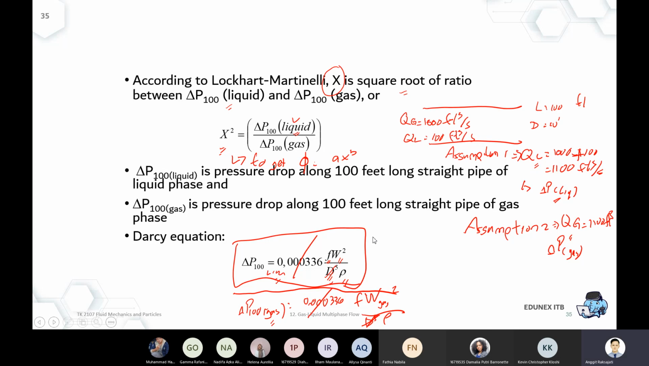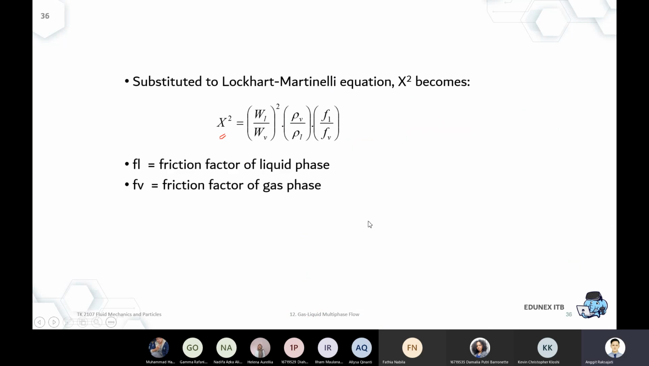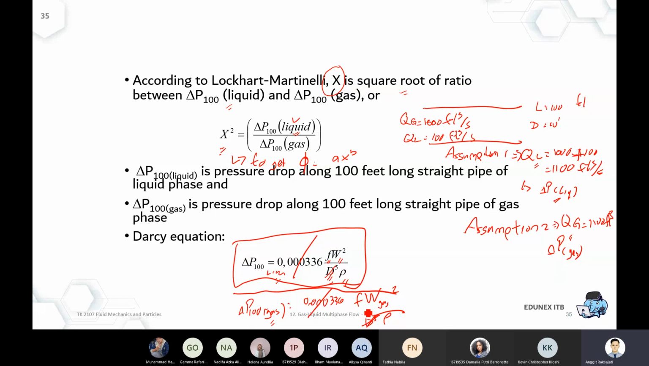Okay, let's check the derivation. That's actually correct. We can neglect the diameter. We can neglect the constant. What is left is the F, the W, and the rho.